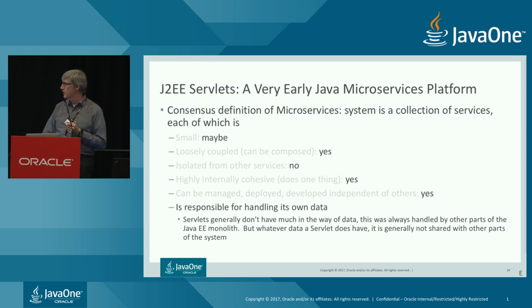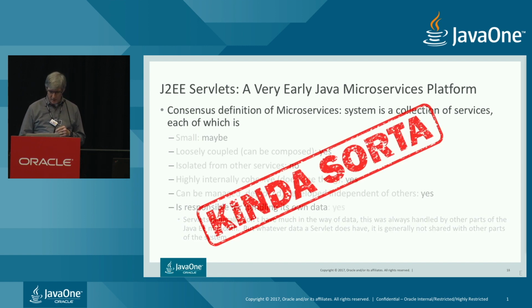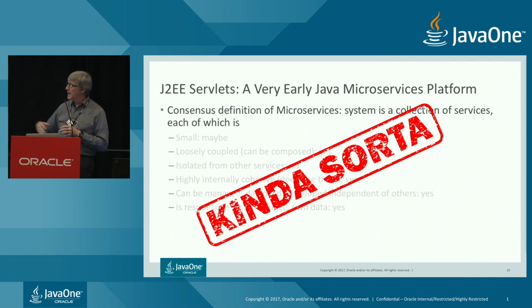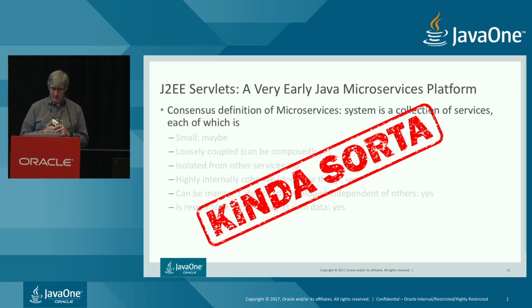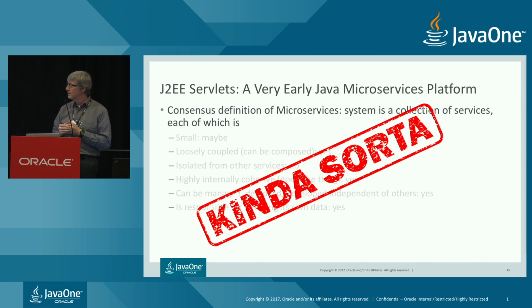And servlets responsible for handling their own data. Servlets generally don't have much in the way of data. This was always handled by other parts of the Java EE monolith. But whatever data a servlet does have, it's generally not shared with other parts of the system. So I'll give that one yes. For an overall rating of kind of, sort of, you can look at servlets as a very early microservices platform. But if it was the perfect microservices platform, then we wouldn't be where we are today. Things evolve and people change their tastes in response to economic trends and popular tools and what is seen as best practices.